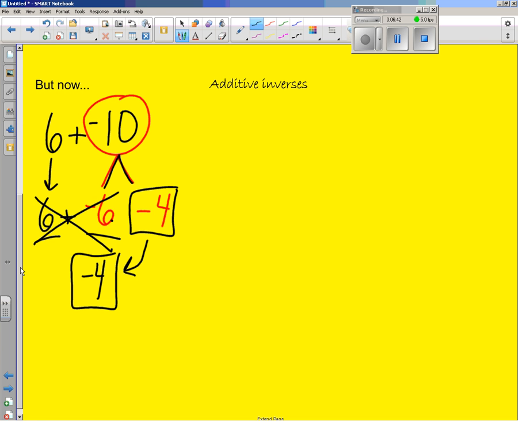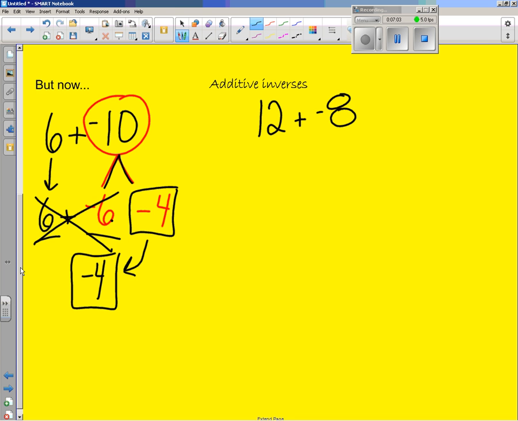This might not be a familiar concept to you guys. This might kind of make your brain go, what? And that's okay. Let's go through another example. Write these in your notebook, okay? Let's say I have 12 plus negative 8.